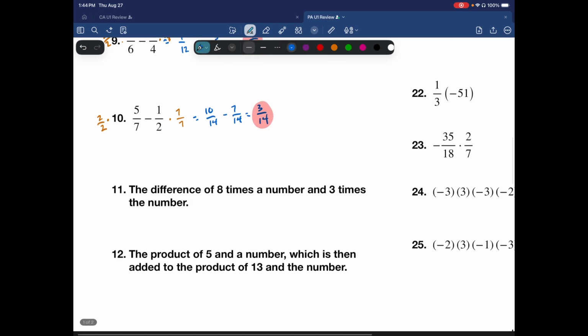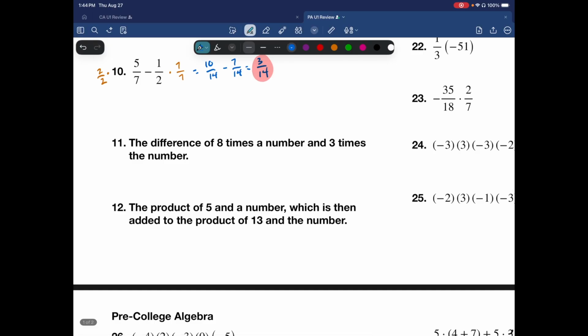Okay. Now, number 11. The difference of 8 times a number and 3 times a number. All right, you are turning this English expression into a math expression. So 8 times a number, what number? Anytime it says a number and it's vague like that, that means you get to pick a variable for it. So 8 times x and 3 times x. So 3x. And you're trying to find the difference between the two.